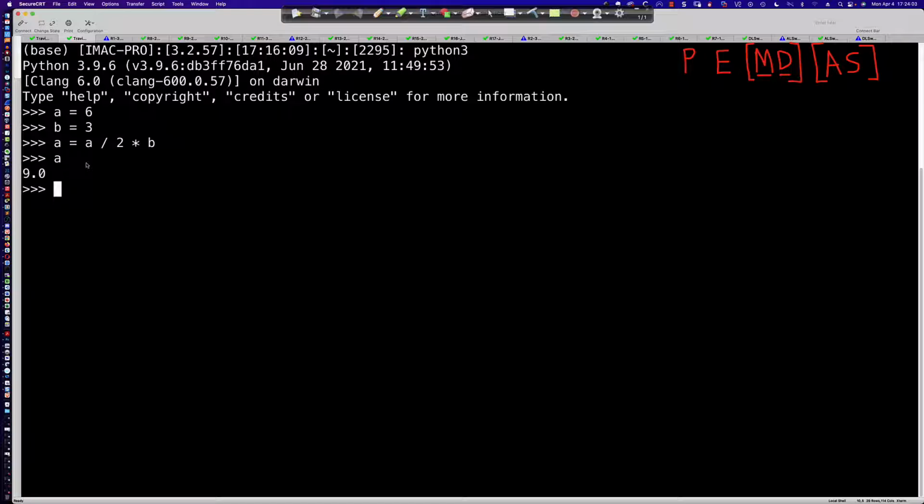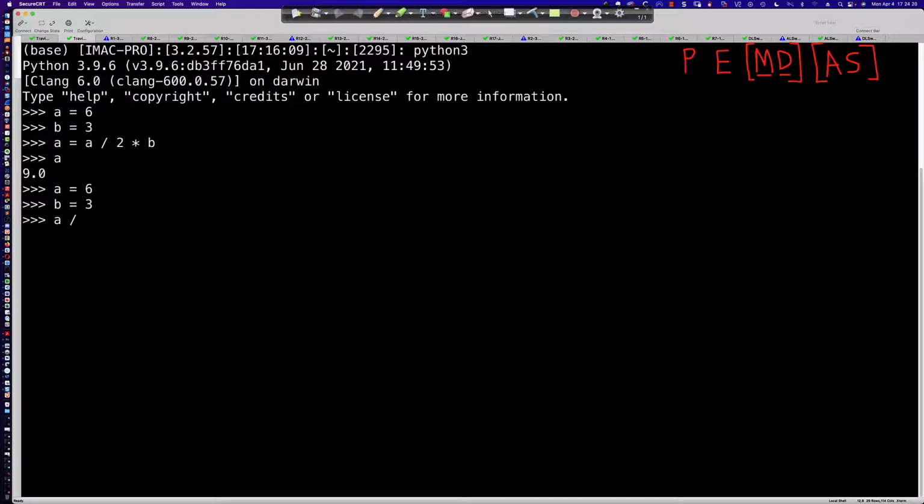So let's reset things here, and then let's break down why the answer was 1.0 in the example. So let's actually do this. Let's reset things here. We'll say A gets the value of 6, B gets the value of 3.